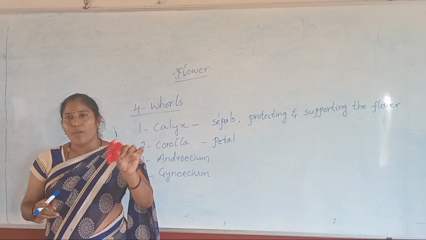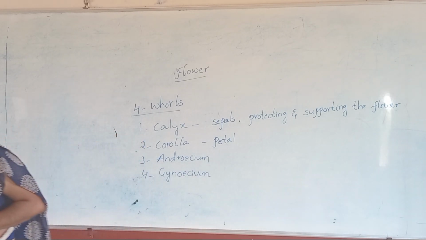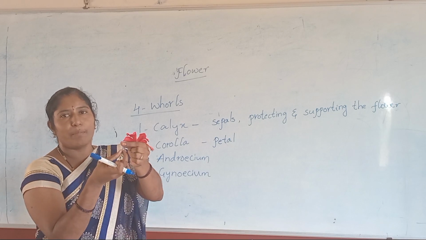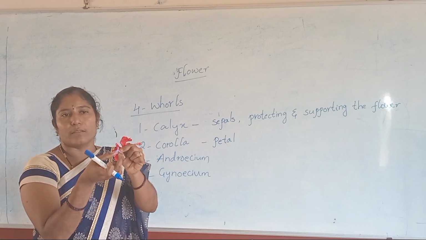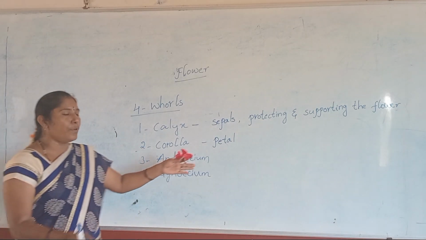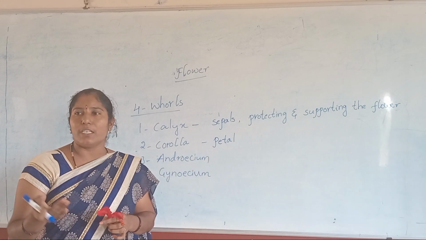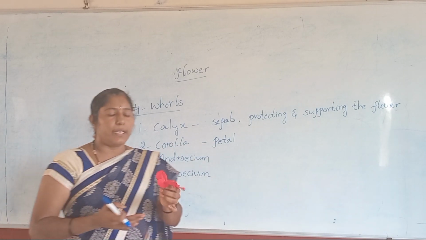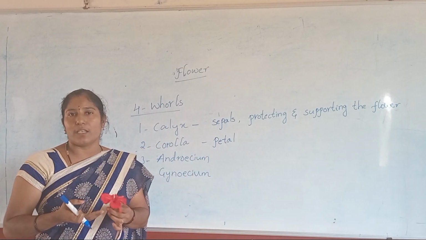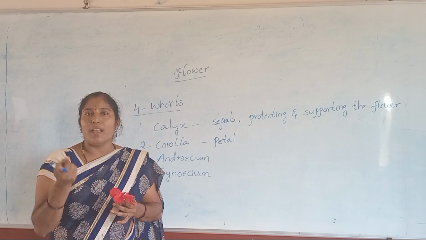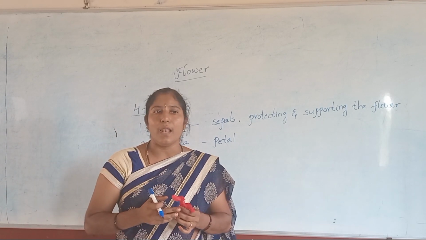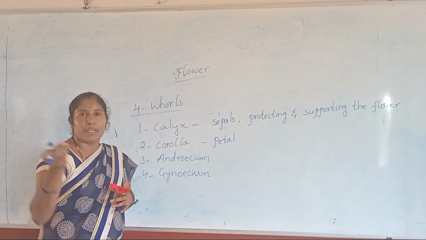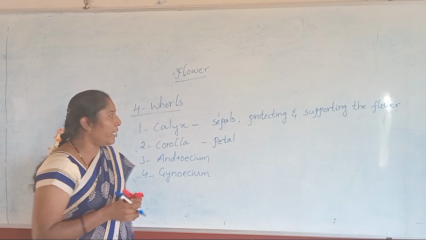Either petals are fused or free. In some flowers petals are free. Here petals are free, but here they are somewhat fused, like a bell shape, and free at the end of the petal. The petals are brightly colored and also give a smell. Why does it exhibit fragrance? To attract insects, because when insects come, it helps in cross pollination.